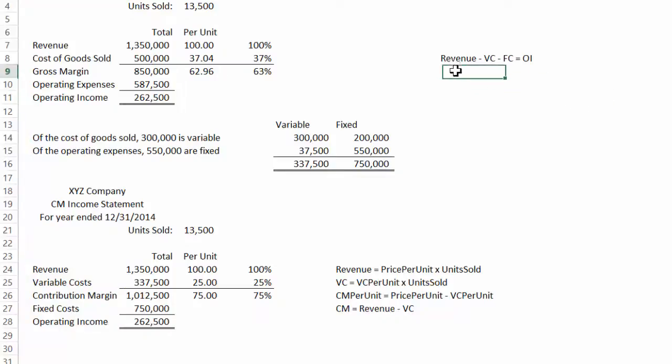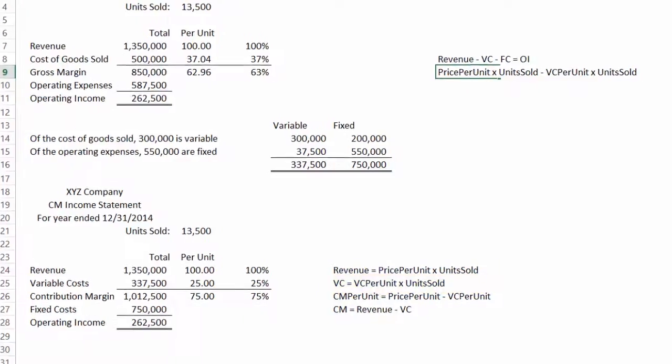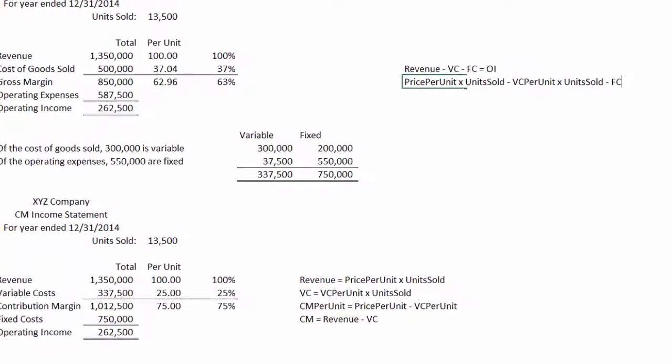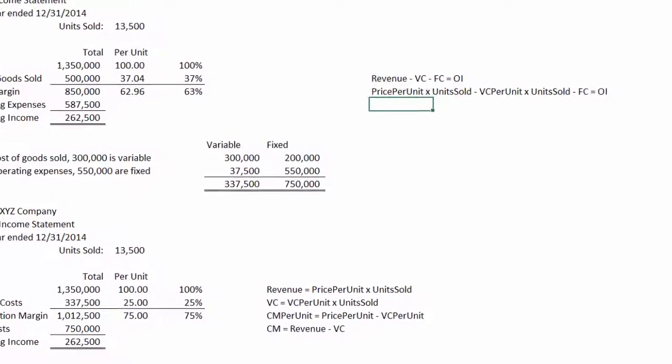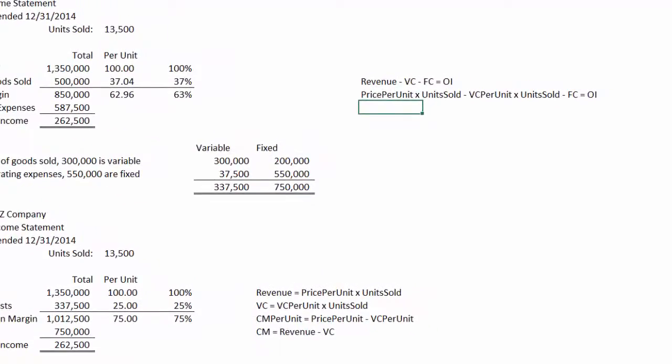Let's go ahead and put this in though. Revenue is actually price per unit times units sold. We want to subtract from that variable cost per unit times units sold. And then we're going to subtract from that the fixed cost, and that gives us our operating income. So that statement is exactly the same as the statement that preceded it.